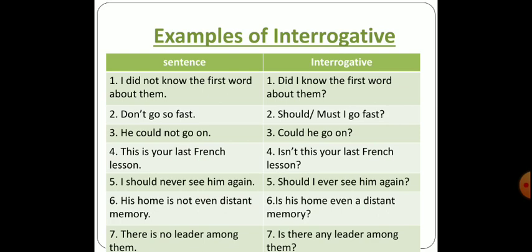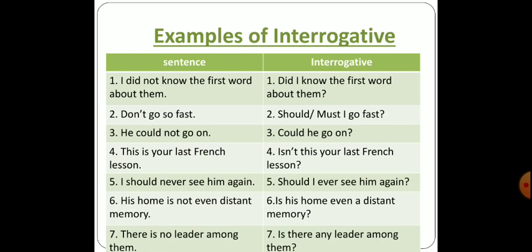Next one, I could not go on. So the interrogative would be, could he go on? The sentence was negative, interrogative became positive, and at the end you are supposed to remember to put that question mark. Fourth sentence, this is your last French lesson. The interrogative would be, isn't this your last French lesson?